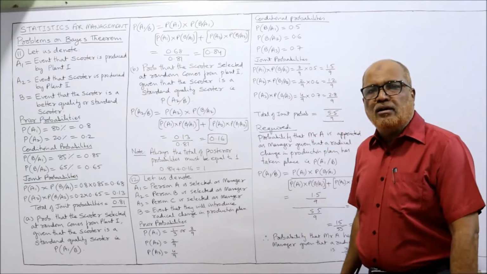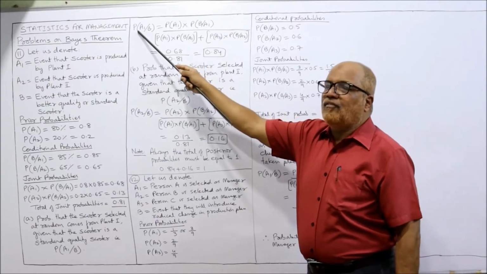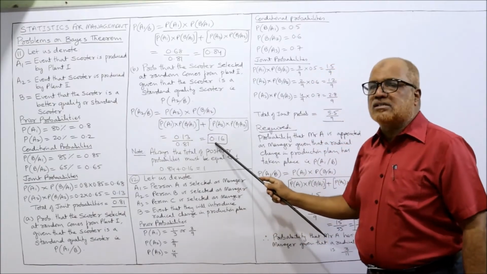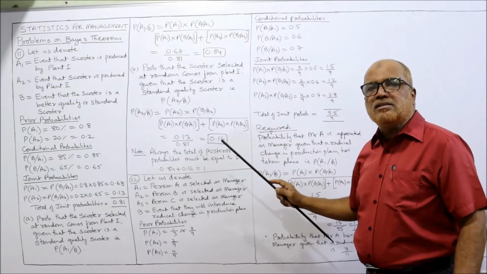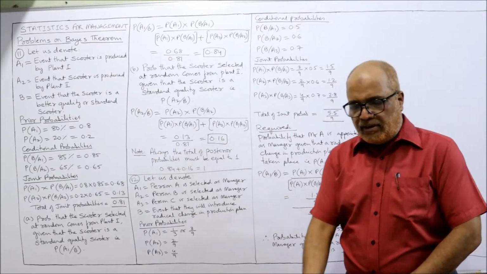Now we can check. The posterior probability P of A1 given B is 0.84. Similarly, P of A2 given B is 0.16. The 0.84 plus 0.16 is 1. That's it. So this is the end of problem number 11.